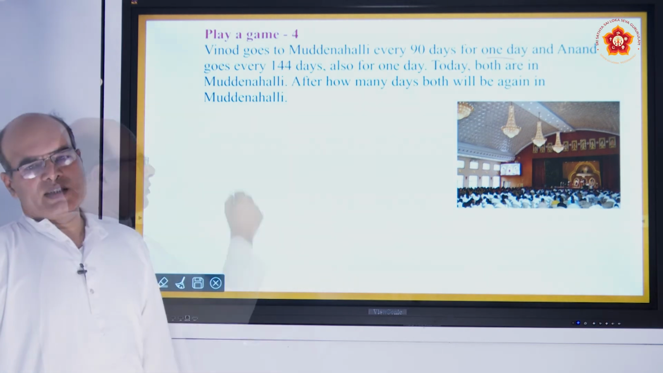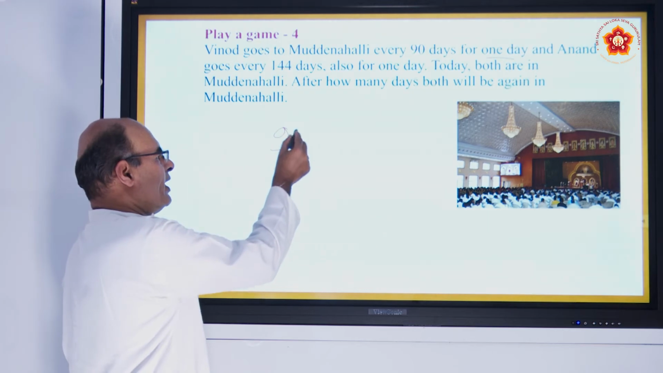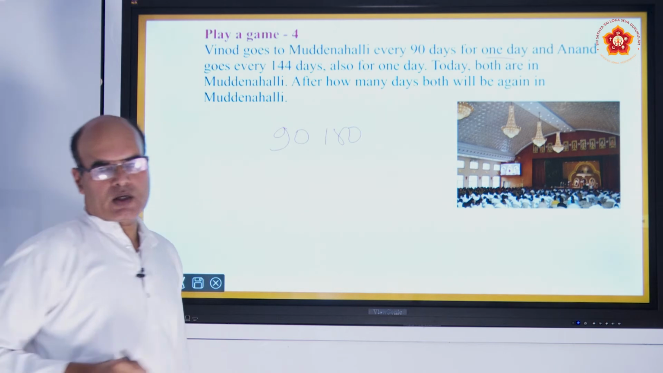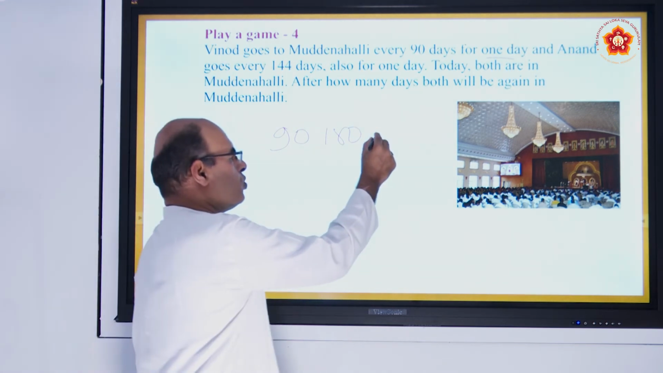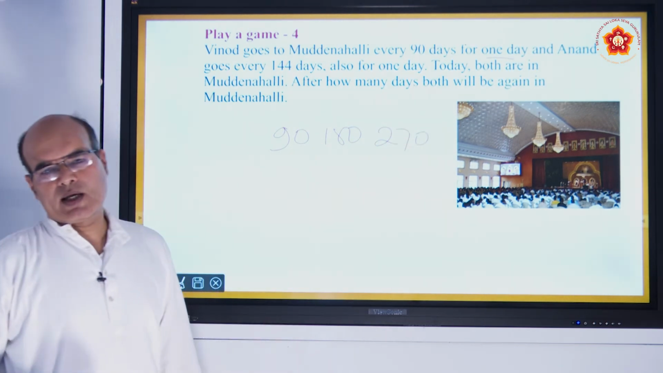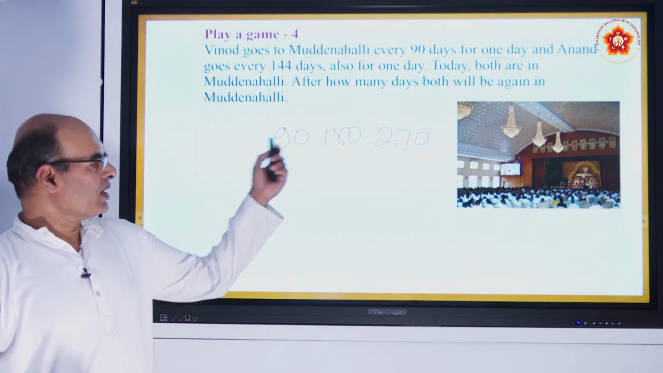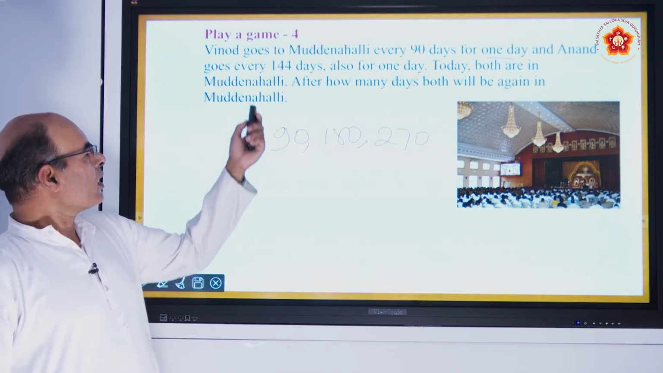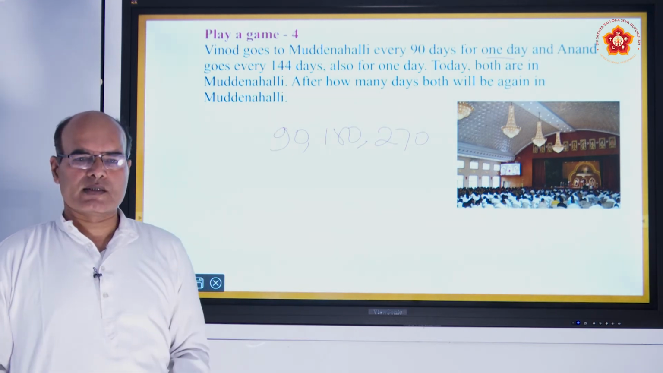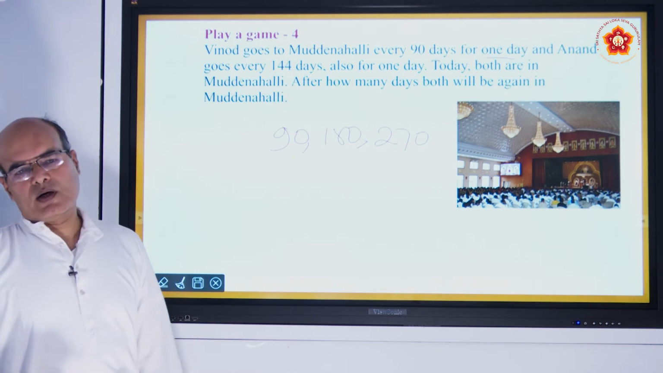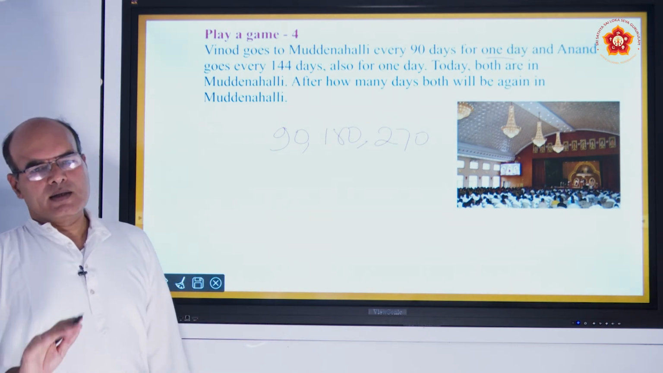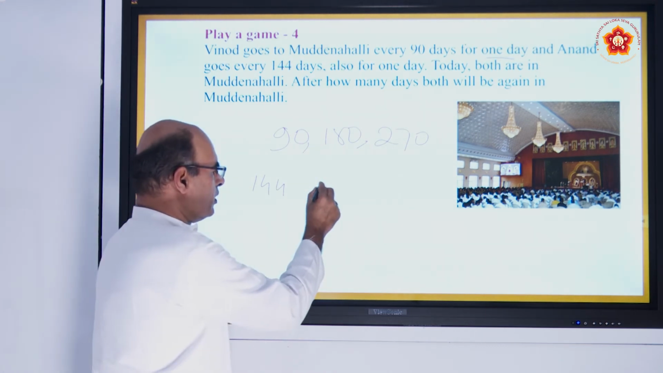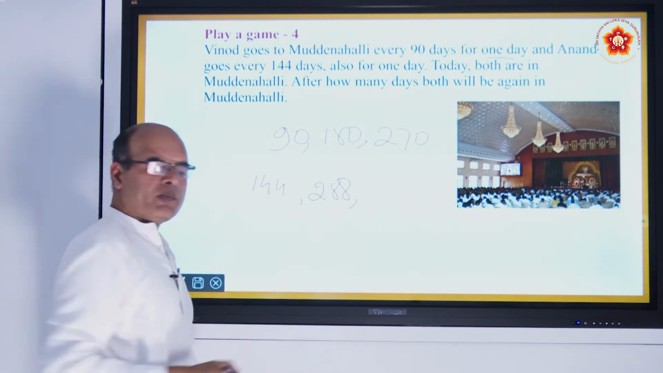If Vinod is in Mudenhalli today, then after 90 days again he will be in Mudenhalli. After 180 days again he will be in Mudenhalli. After 270 days again he will be in Mudenhalli. So we take the multiples of 90 here. Then about Anand. Anand goes to Mudenhalli every 144 days. So that means if Anand is in Mudenhalli today, then after 144 days he will be again in Mudenhalli. After 288 days again he will be in Mudenhalli.